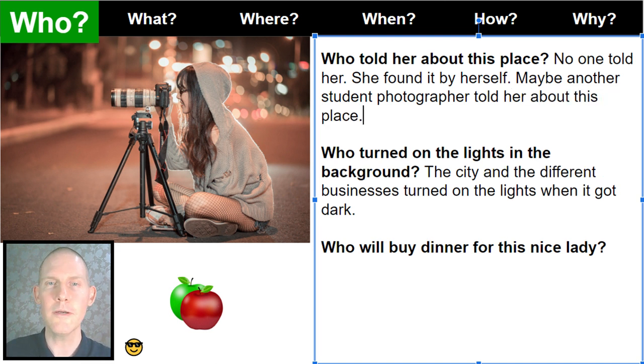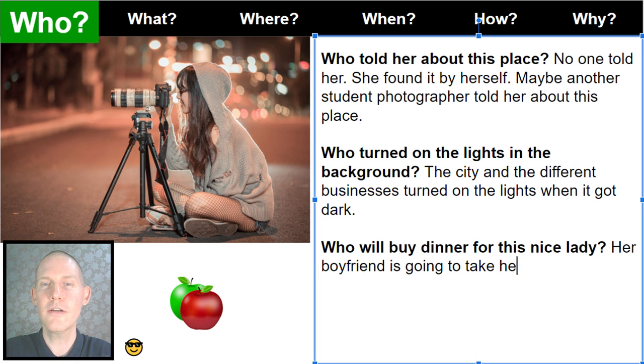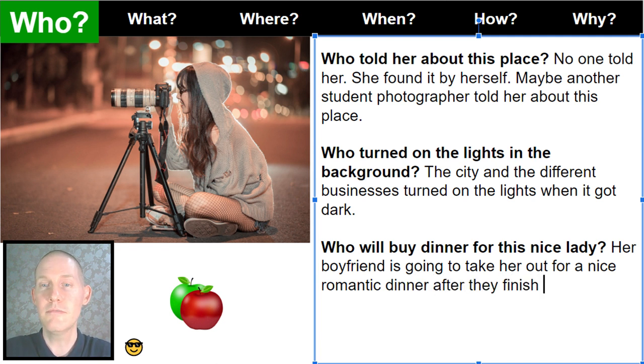Sure, great idea. Who will buy dinner for this nice young lady? Maybe we could say her boyfriend is going to take her out for a nice romantic dinner after they finish taking pictures. Okay. All right. So let's move on and let's do what?